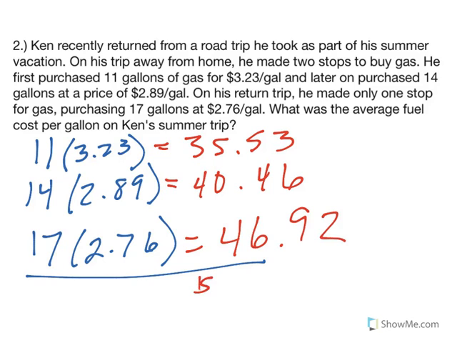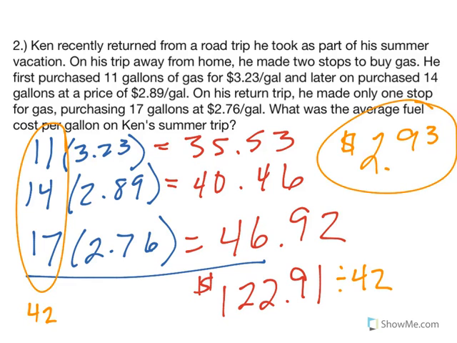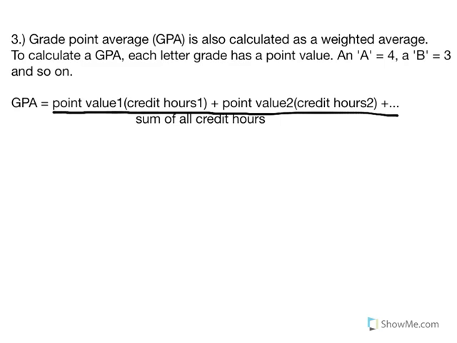So the total Ken spent on gas was $122.91. How many gallons did he buy? 42. So if I divide that by the 42 gallons he purchased, because we're talking about cost per gallon, so total cost divided by the total gallons, that means his average fuel cost was $2.93. And again, if you look at what he spent, $2.93 is kind of right in the middle. Makes sense that that's where it's going to be.